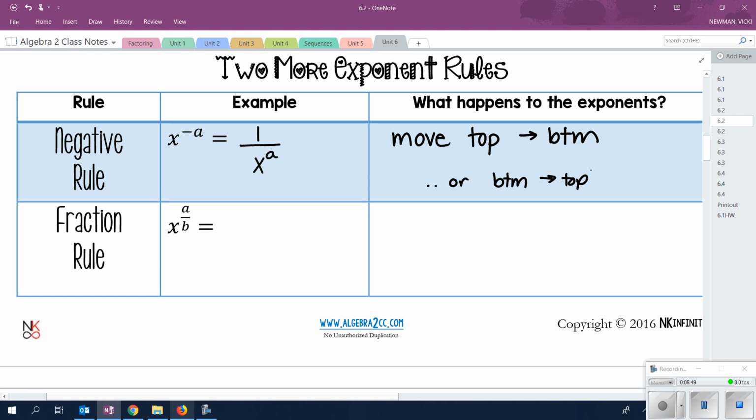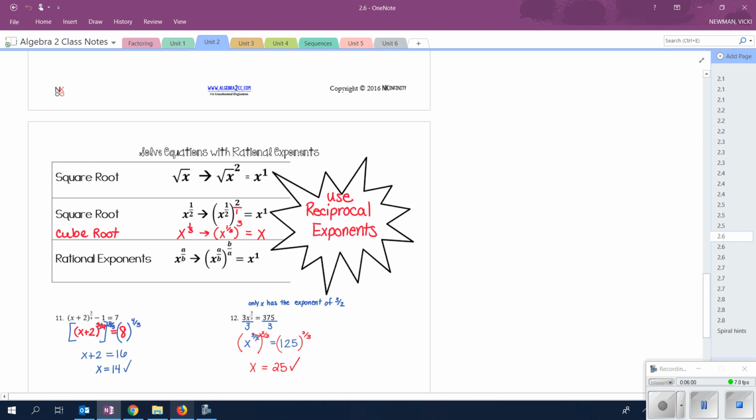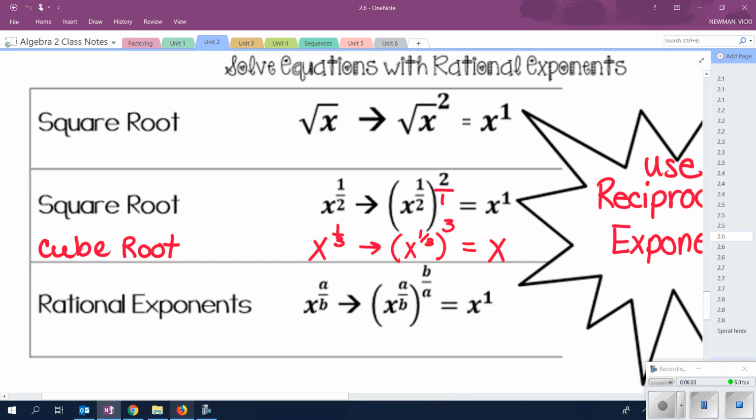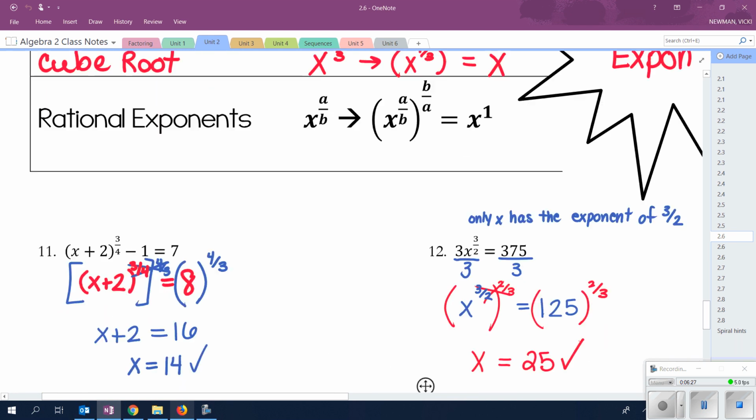Okay. Now, the fraction rule. You never taught us this. You sit on a throne of lies. Back in Unit 2, I told you about this. I said square root means to the 1/2 power, right? Cube root means to the 1/3 power. So if you have a rational exponent, a over b, yes, we saw that whole shenanigans. And I even had you practice writing it at some point. I don't remember when.